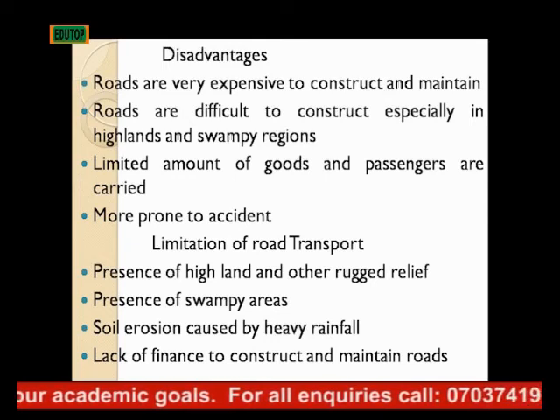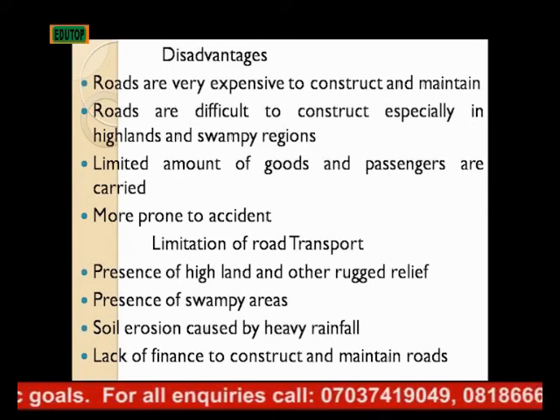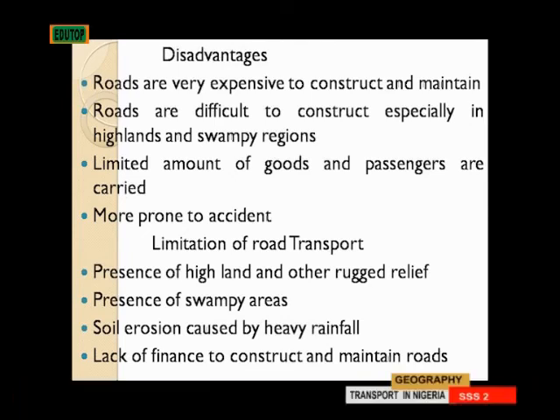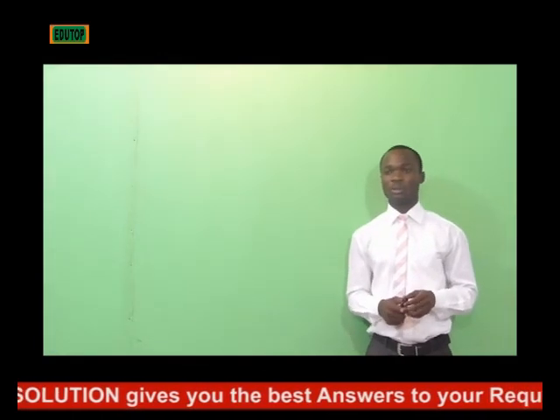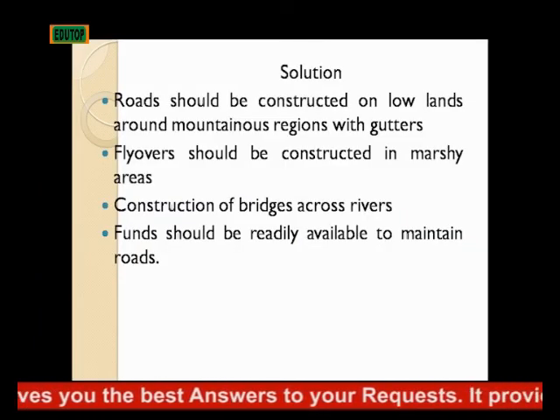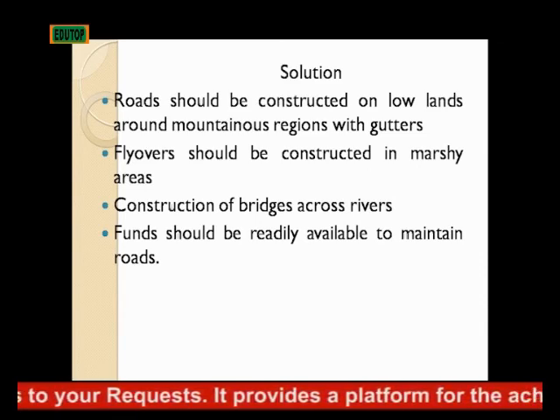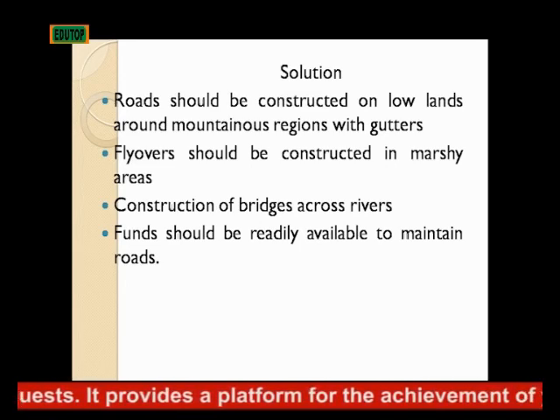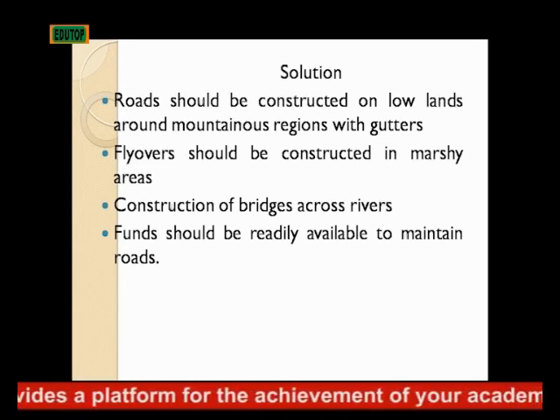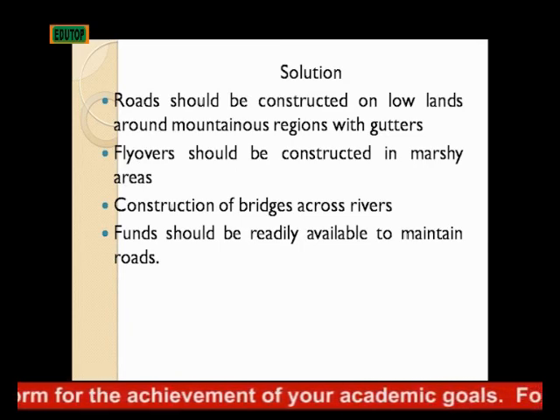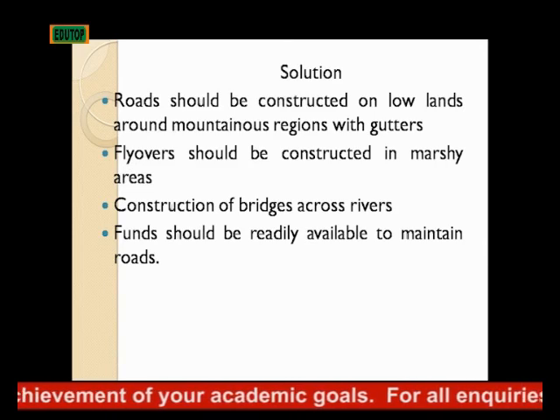There are limitations of road transportation, and these include presence of highlands and other rugged relief, presence of swampy areas, soil erosion caused by heavy rainfall, and lack of finance to construct and maintain roads. What can we do to solve all these limitations? Roads should be constructed on lowland areas around mountainous regions with gutters and culverts. Flyovers also should be constructed in marshy areas, and there should be construction of bridges across rivers also, and funds should be readily available to maintain these routes.